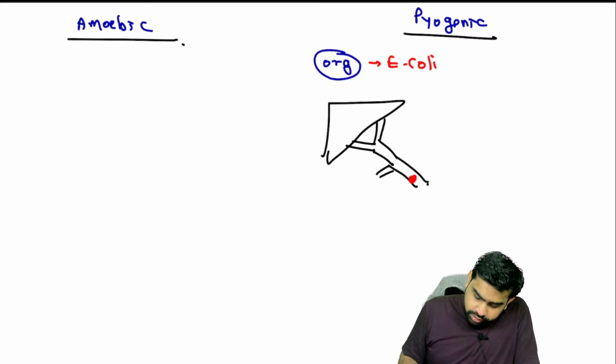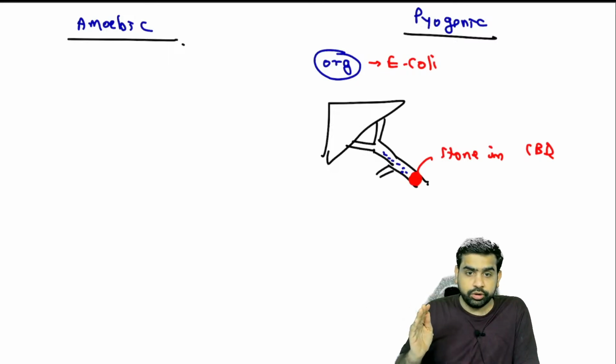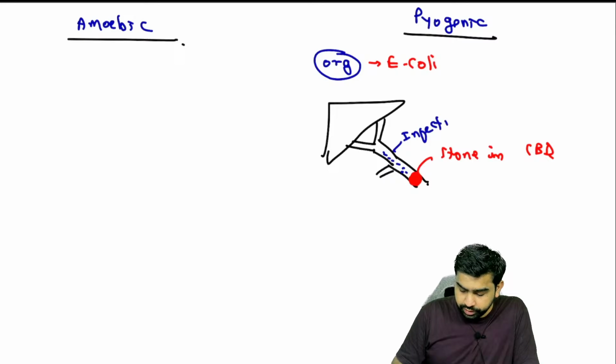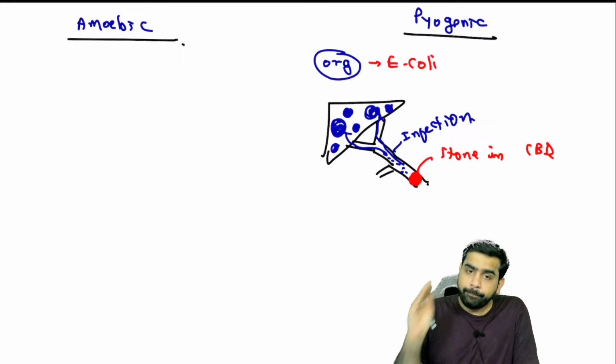So let's say there is a stone inside this common bile duct. What is going to happen? The bile is going to accumulate just proximal to that stone, and there can be infection, and that infection can ascend up into the liver. That infection can ascend up into the liver, and it can lead to multiple liver abscesses. This is the pathogenesis of a pyogenic liver abscess.